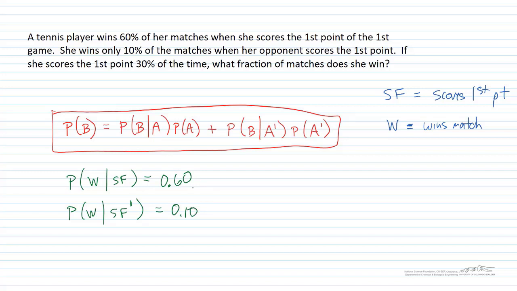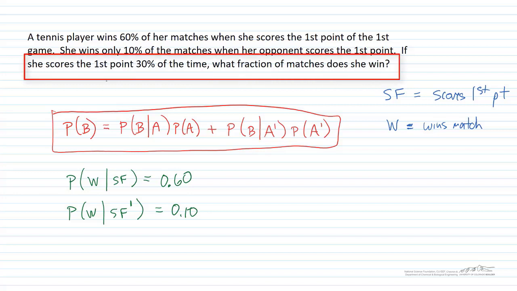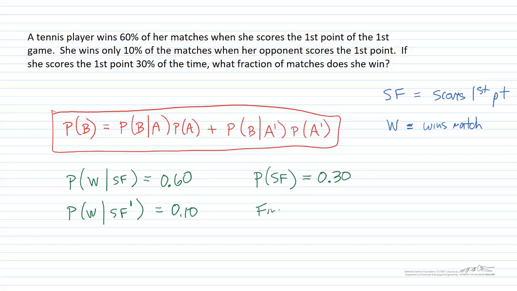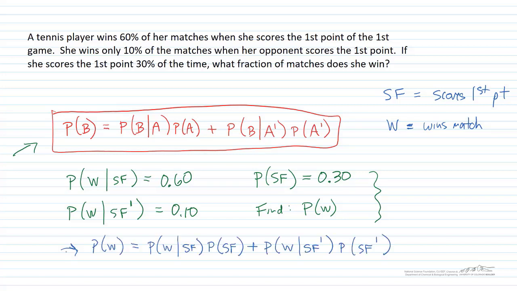And now we have to see what we're asked for. We're being asked: if she scores the first point 30% of the time, that means we're given the probability that she scores first. So if that's 30%, then what we're trying to find is what fraction of matches does she win? So what is the probability that she wins? Now, you usually want to take the data that you know and see which of these probability rules relates the variables that you have to what is unknown. And you can see here that we can rewrite the total probability in terms of the following. Let me put a question mark: we're trying to find the probability that she wins.